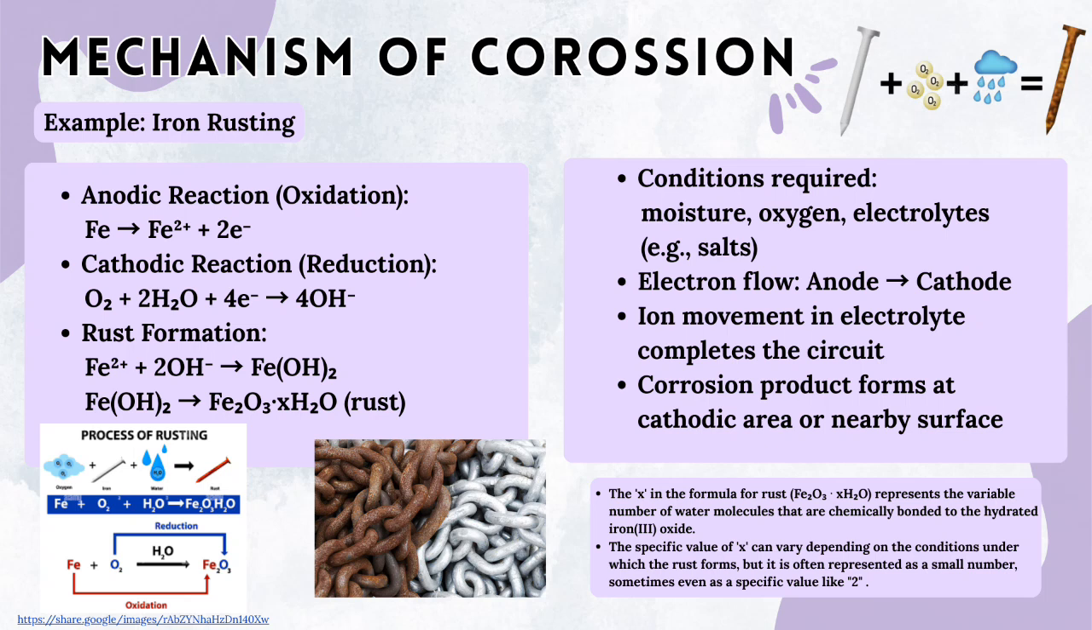These hydroxide ions then combine with Fe2+ to form iron hydroxide, which is later oxidized to hydrated iron(III) oxide, known as rust. This process requires moisture, oxygen, and an electrolyte such as salt. Electron flow from the anode to the cathode and ion movement in the electrolyte complete the corrosion circuit. As a result, the metal surface gradually deteriorates. The specific value of x can vary depending on the conditions under which the rust forms, but it is often represented as a small number, sometimes even as a specific value like 2.